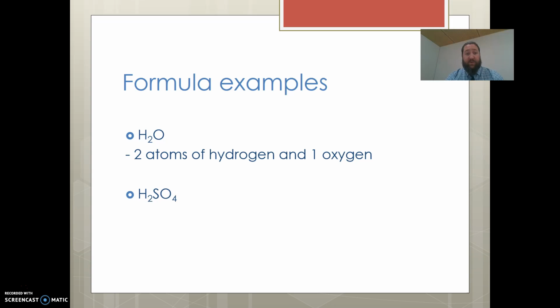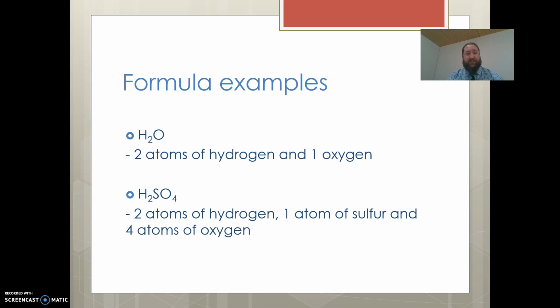Similar formula here, we have H2SO4, much the same, this is 2 atoms of hydrogen. This time we have 1 atom of sulfur and 4 atoms of oxygen. The little numbers apply to whichever element they come after. The 2 is touching the H, so that's 2 hydrogens there. The 4 is touching the O, 4 oxygens.